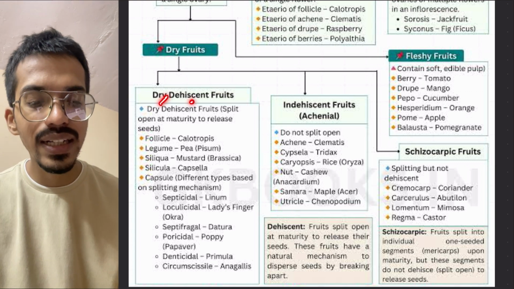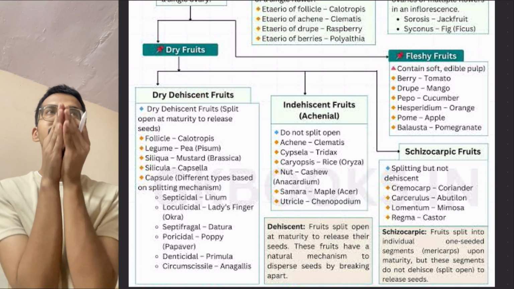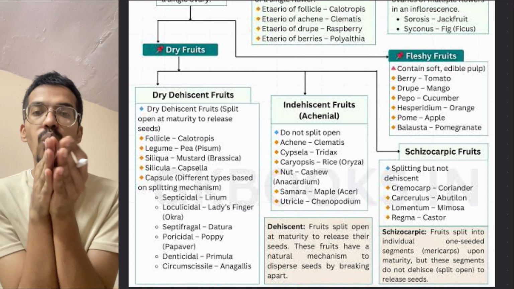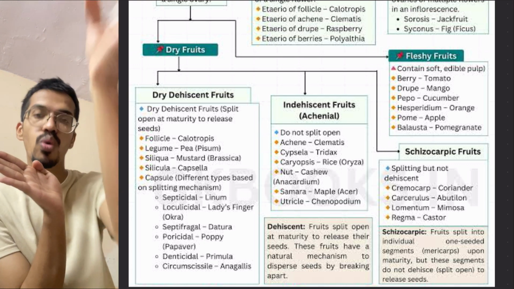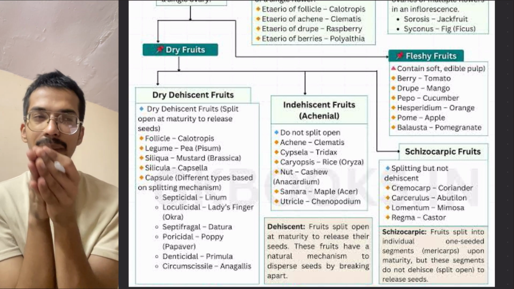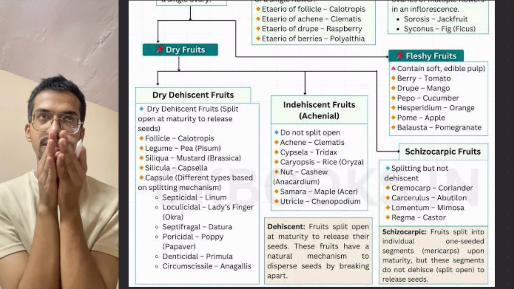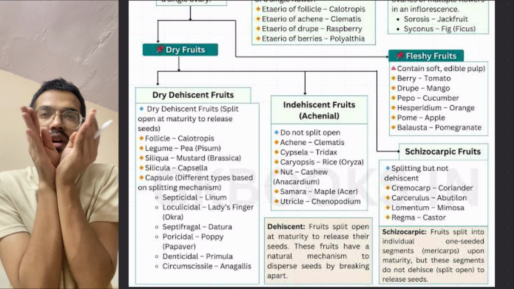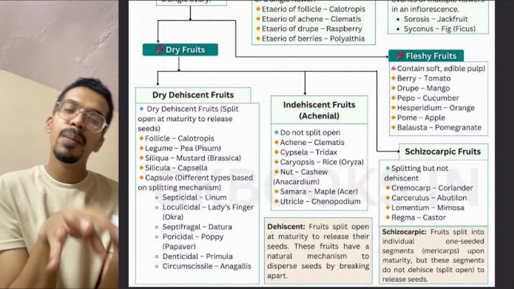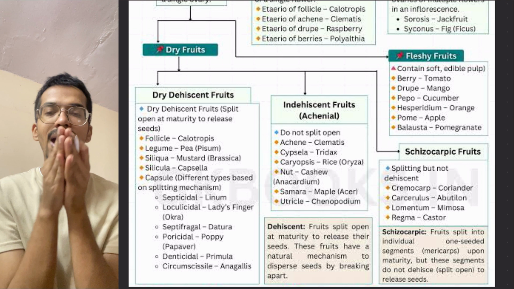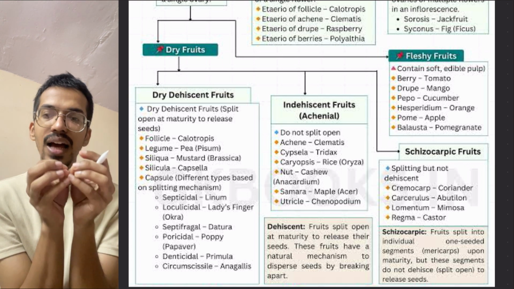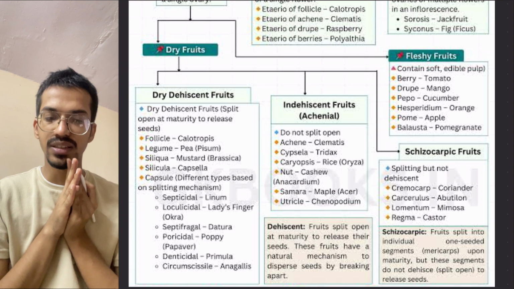Now, dry dehiscent fruits. Dehiscent fruits means that these fruits will dehisce. Dehisce means what? It will open up and then the seed will go out. Normally, does the mango ever open up on its own and the seed go into the soil? Not normally, but here this happens. The fruit will break down and open up and then release the seeds.